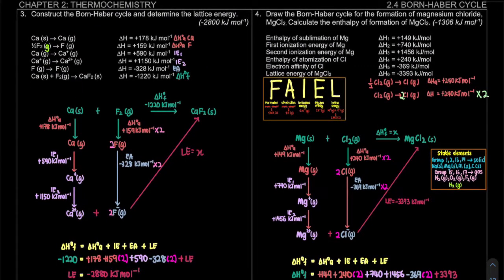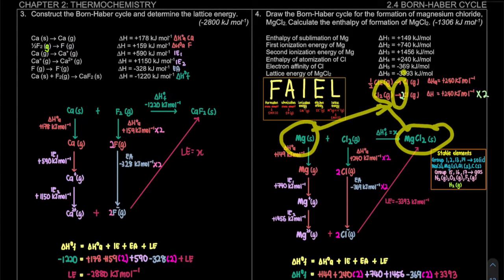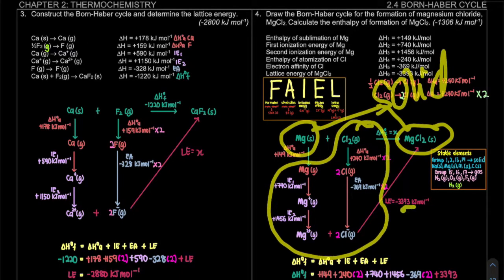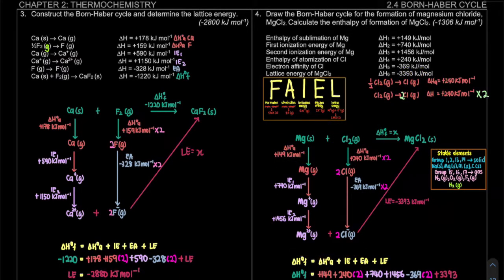Okay, so that is the equation. And then actually, a hint for you for the Born-Haber cycle: in most cases, only the product here and the starting atom here are solid. Yang lain ni semua kita akan gunakan gas phase. Okay, so that is actually for the Born-Haber cycle.